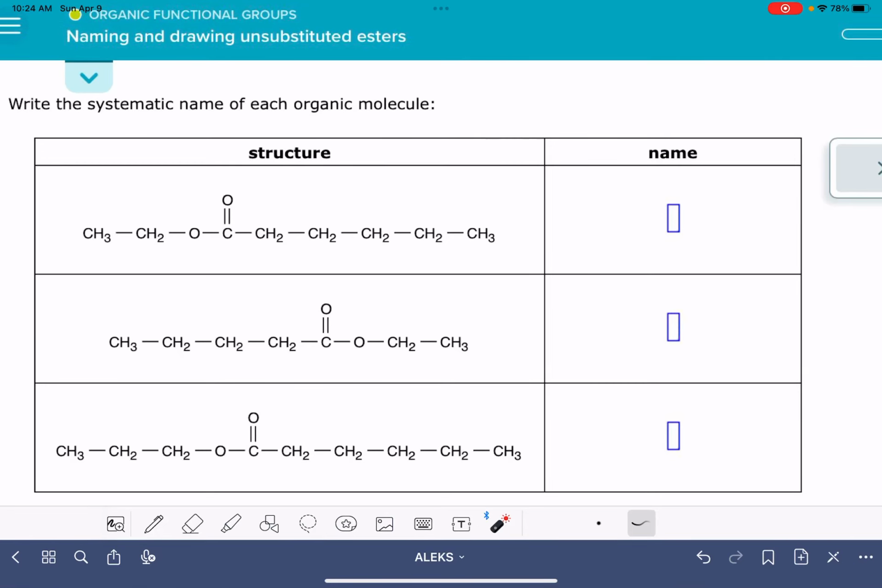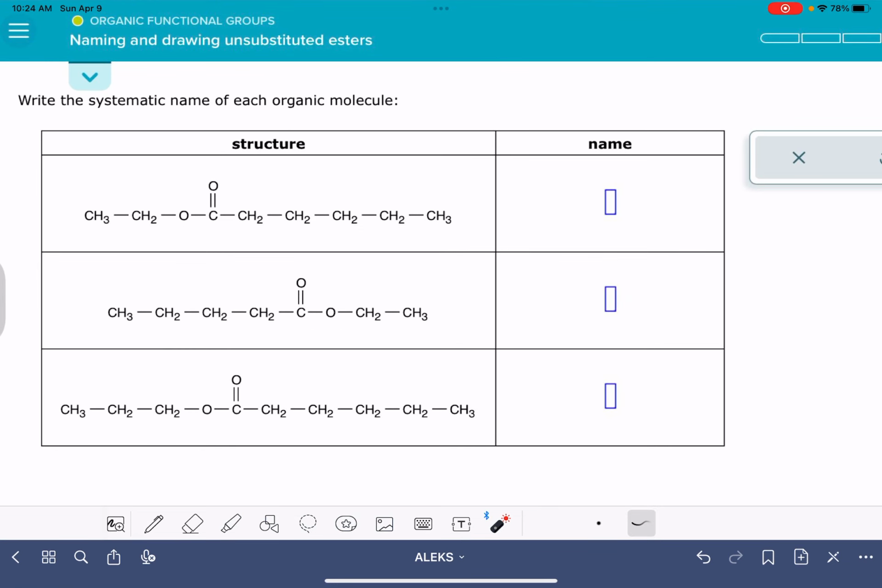In this video, we're going to work on the ALEKS problem called naming and drawing unsubstituted esters. There are two versions of this problem. This is one version where you have the structure of some esters and you have to come up with the name. I'm also going to show you an example of the other version where the problem provides you with the name of an ester and you have to draw its structure.